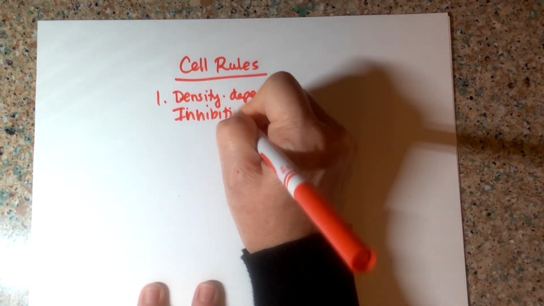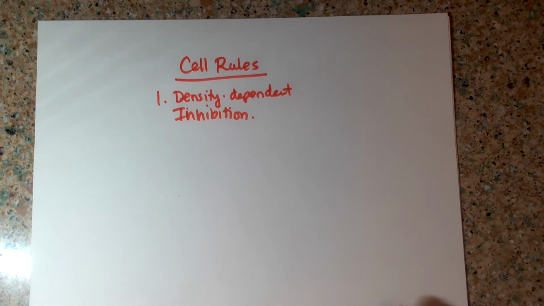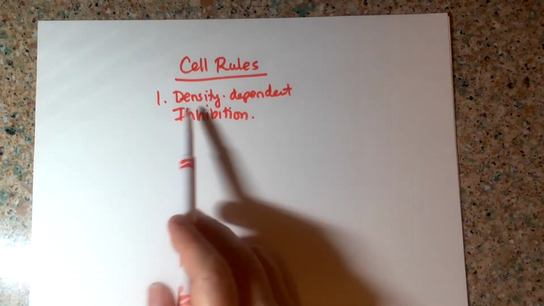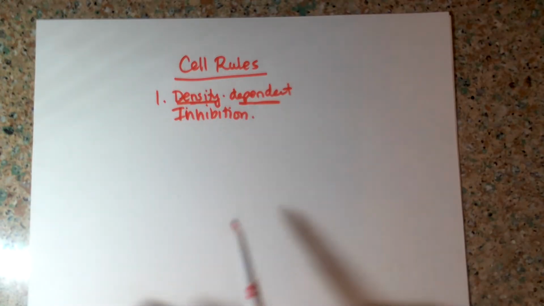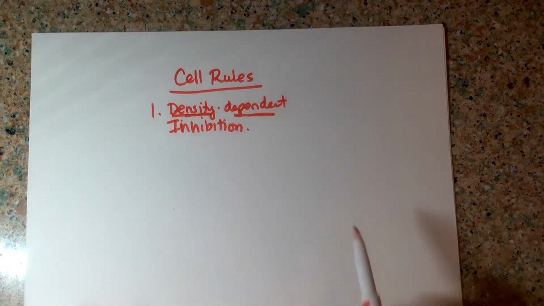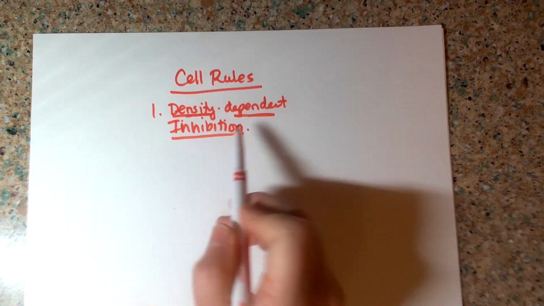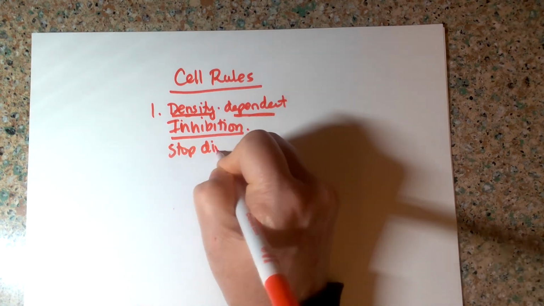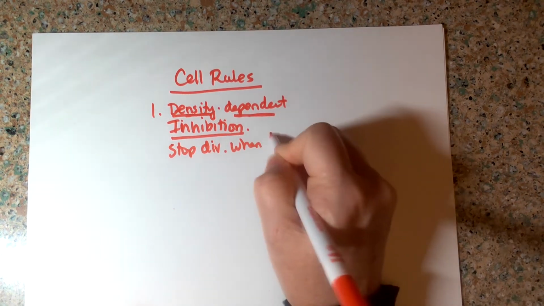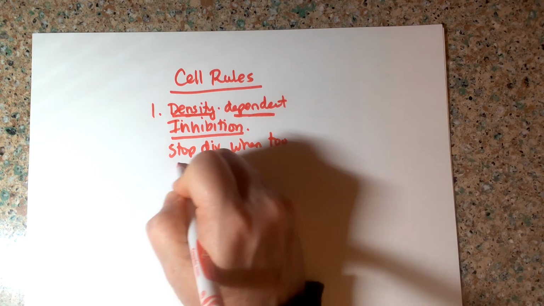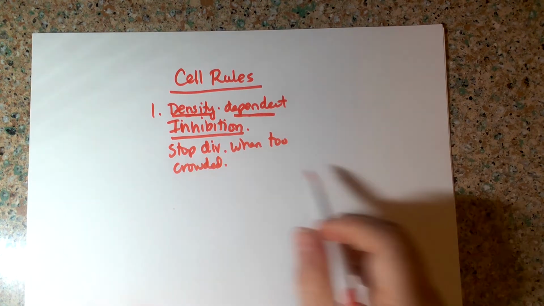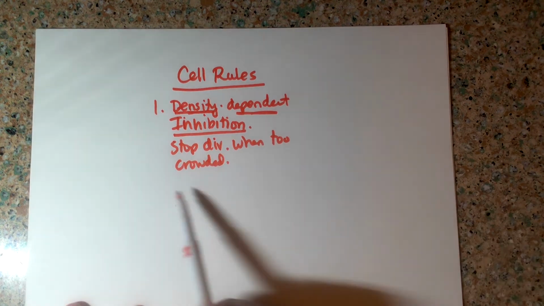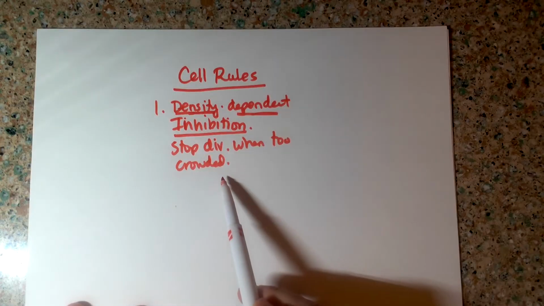Okay, so normal healthy cells that are not cancerous, density dependent, that means crowded. Inhibition means like stop. So normal cells will stop dividing when it's too crowded. They send signals out to each other in the vicinity and they let each other know like this is way too crowded, like something's up, like stop dividing.